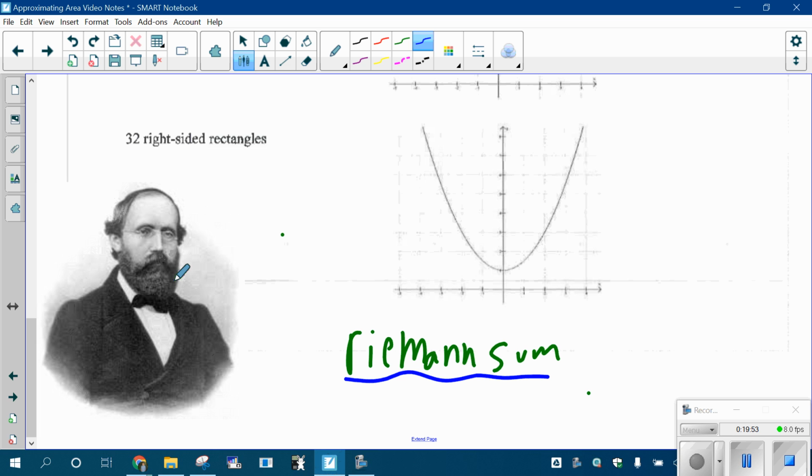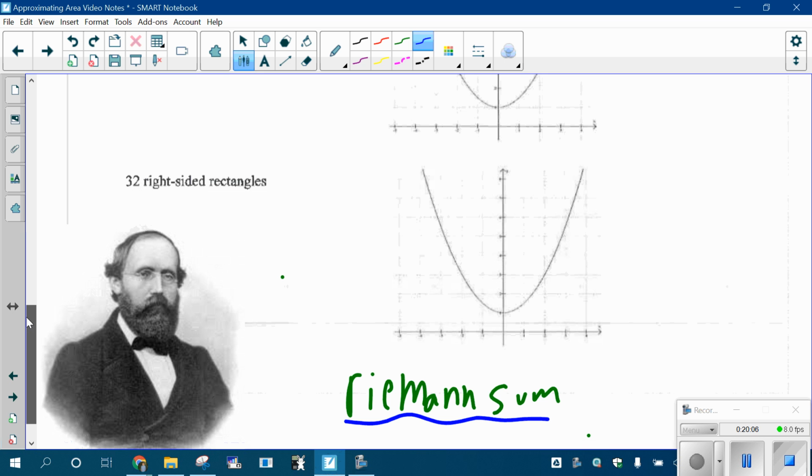Why is it called a Riemann sum? This guy right here, Riemann. He looks like your classic calculus boss. Yeah, good beard. Anyway, so if someone says, hey, do a Riemann sum, they're talking about doing right-hand or left-hand rectangles to approximate area under the curve.